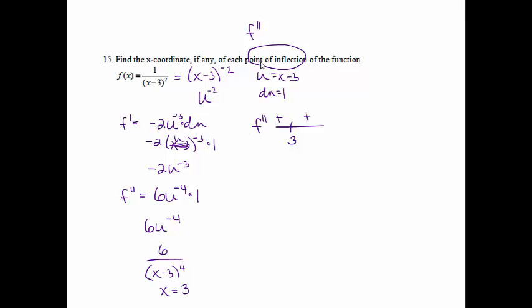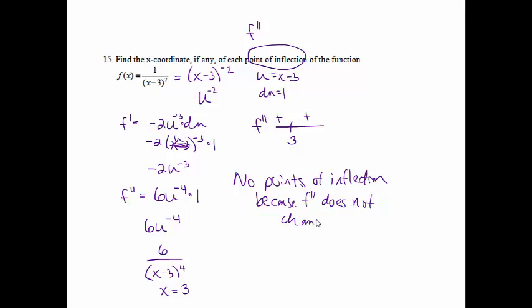Points of inflection would be where the concavity changes. So f double prime would have to change signs, and it doesn't. So I'm going to say no points of inflection, because f double prime does not change sign. And there we have it.